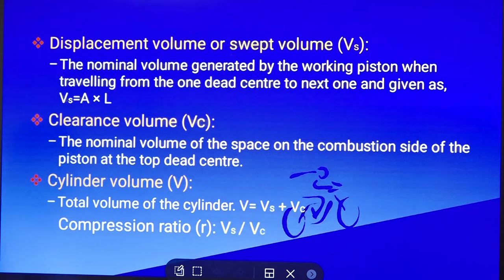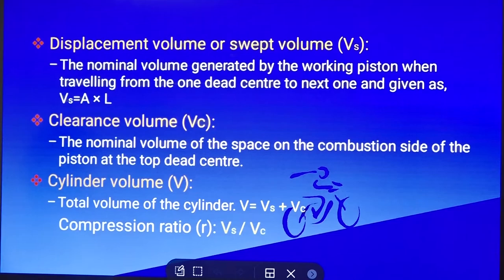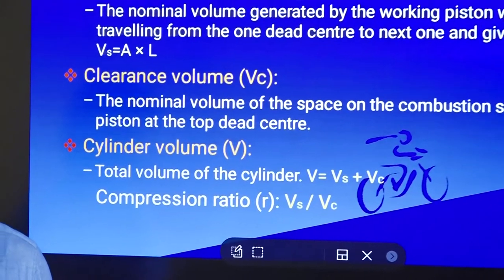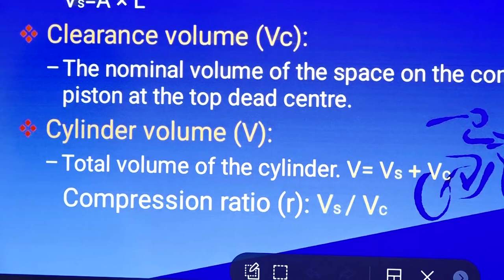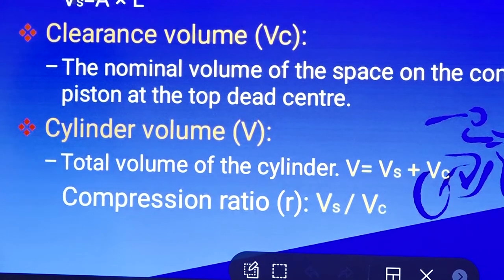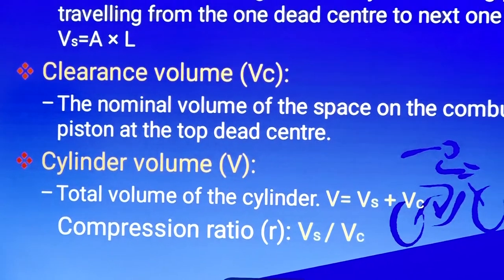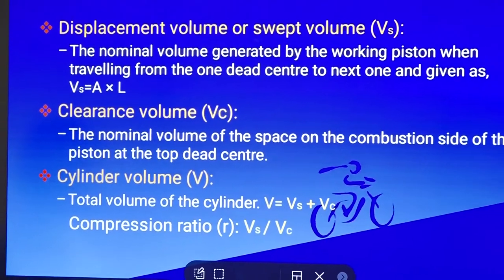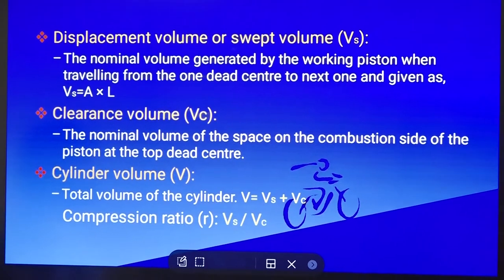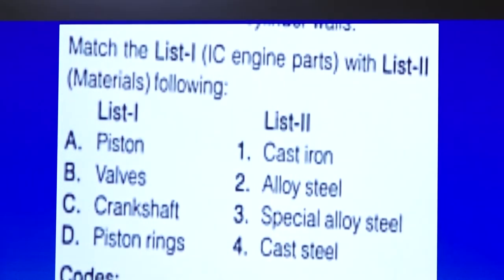And cylinder volume: how will you find the total cylinder volume? If you add the stroke volume and the clearance volume, you get the total cylinder volume. Stroke volume is determined with the help of the formula pi by 4 d squared into L, and the clearance volume will be given to you, so you can find the total cylinder volume. Then compression ratio, given by r, is the ratio between the total cylinder volume and the clearance volume.